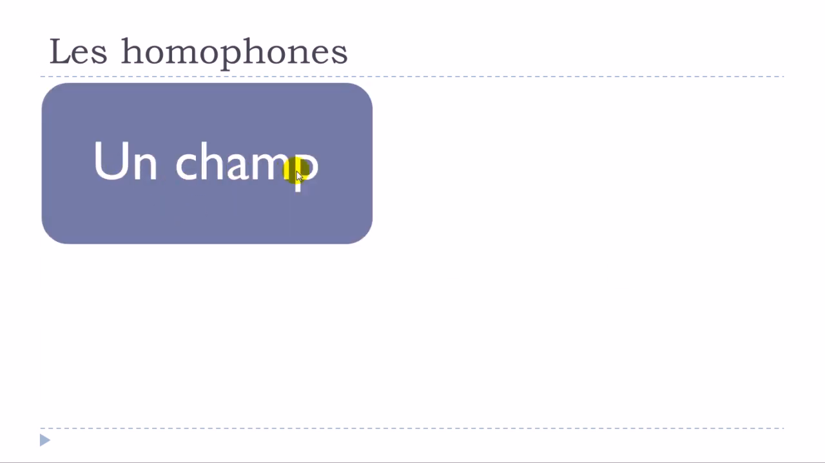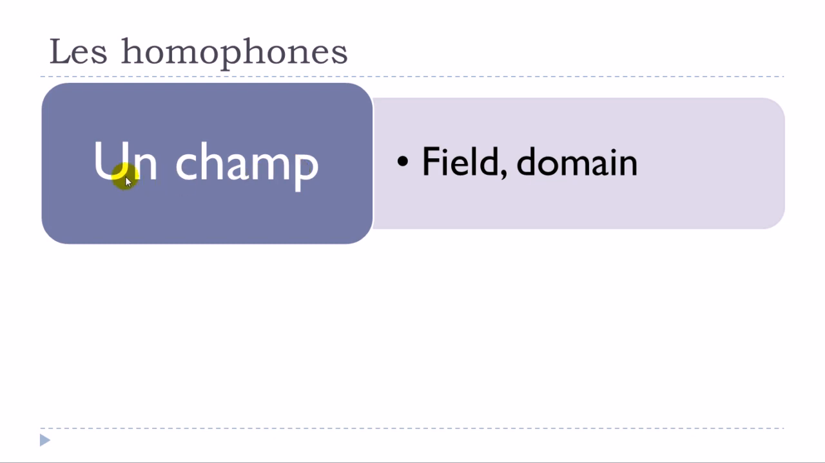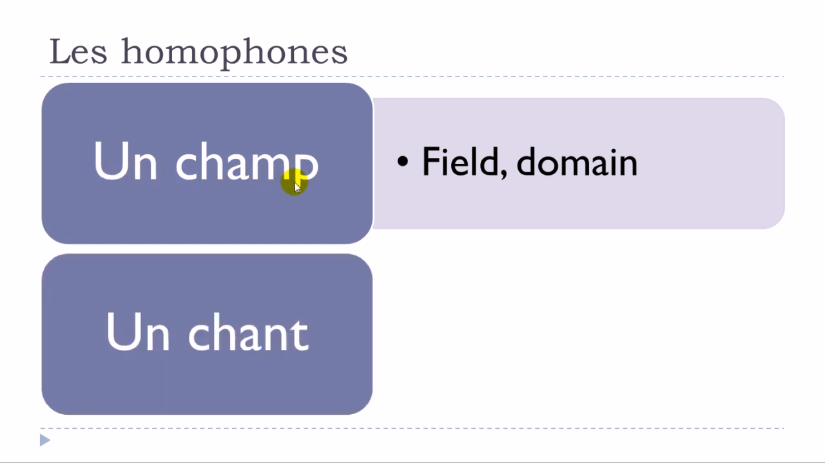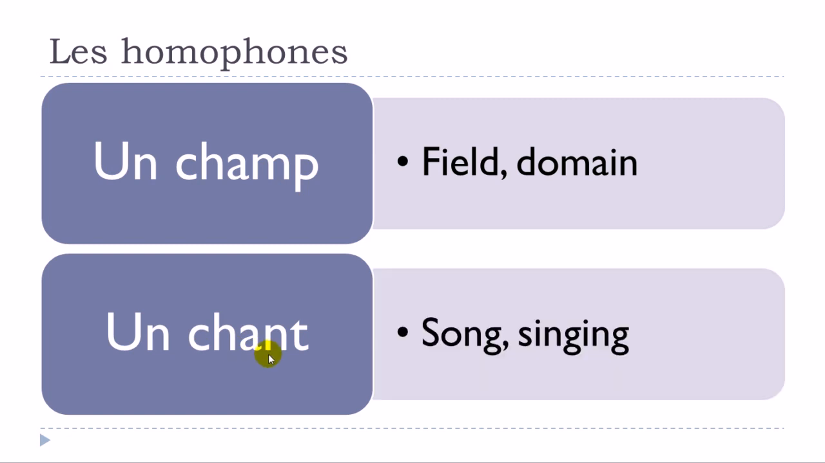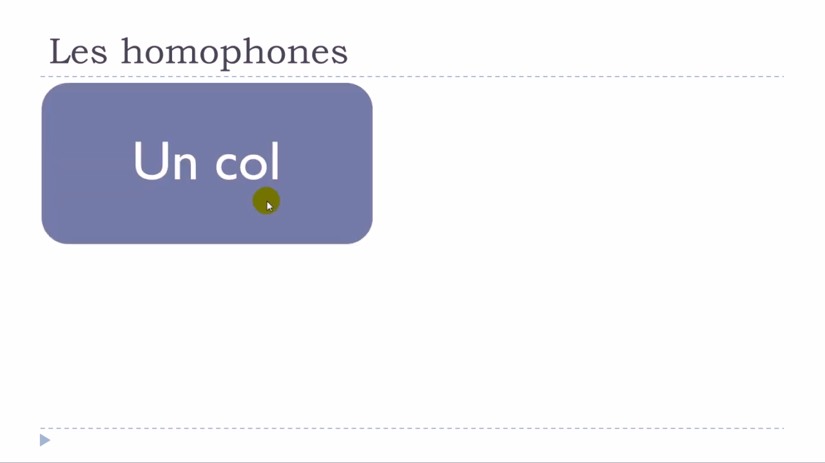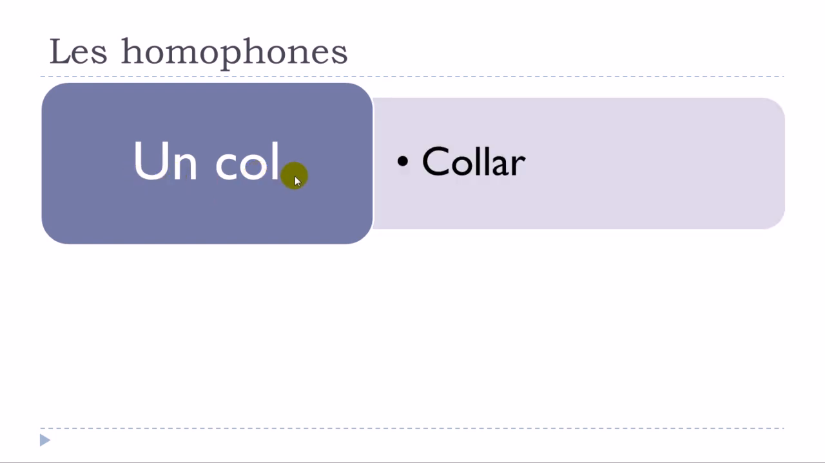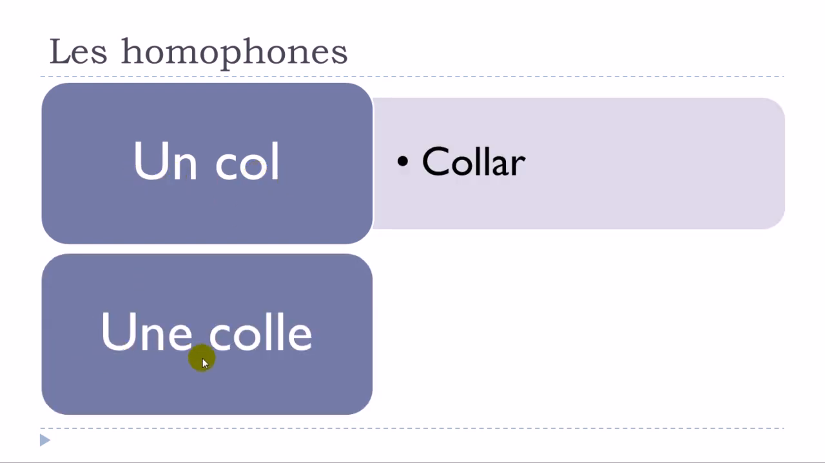Un champ. Un champ. So here it's quite tricky because if you look carefully, well, of course you pronounce them the same way because that's the topic of this video, but then masculine in both cases. So un champ, un champ. Un col. Une colle.